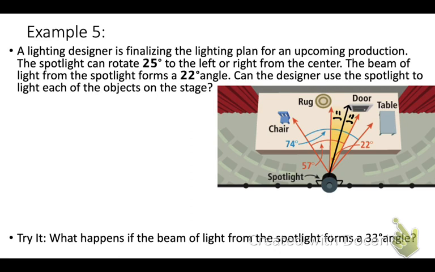So, adding. We've got this whole angle from the table to the chair is 74. I don't know if that's going to help us at all, right? No, I guess it could. I just thought about a way we could solve it, but I'm not going to tell you. I know this from the door to the chair is 57. So what could I figure out?